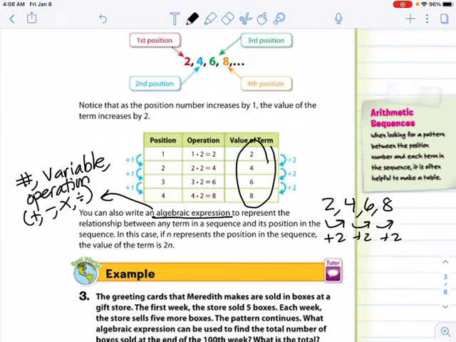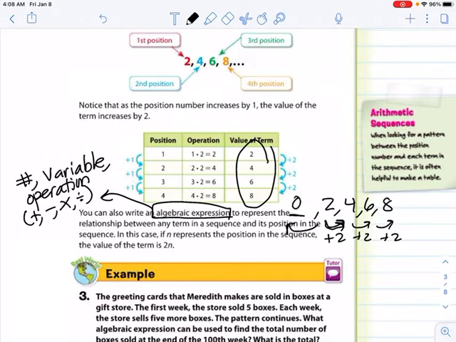But this is asking us to write an algebraic expression, so I can't just write plus 2. So when it's asking you to write an algebraic expression, one thing that I want you to look for is what would the previous term be? So we know if we're starting at 2 and we go to the right, then we're constantly adding 2. But what if we were to go back a number? What would that number be? Well, that number would be 0.